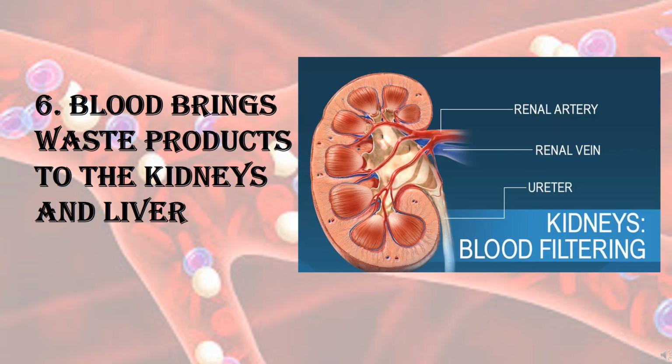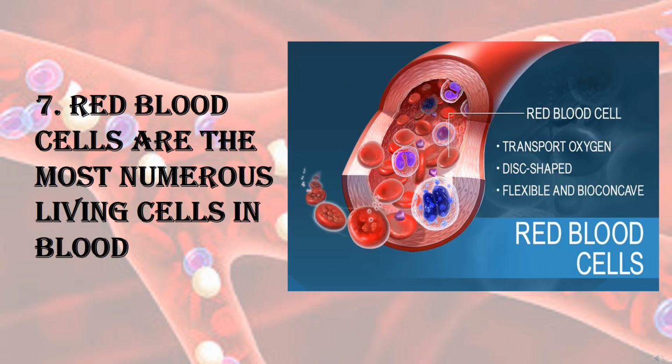6. Blood brings waste products to the kidneys and liver. Blood transports waste substances to the organs that remove and process them for elimination. Blood flows into the kidneys through the renal arteries and out through the renal veins. The kidneys filter substances such as urea, uric acid, and creatinine out of the blood plasma and into the ureters. The liver also removes toxins from blood. During digestion, it cleans blood that has been enriched with vitamins before sending it back out to the rest of the body.